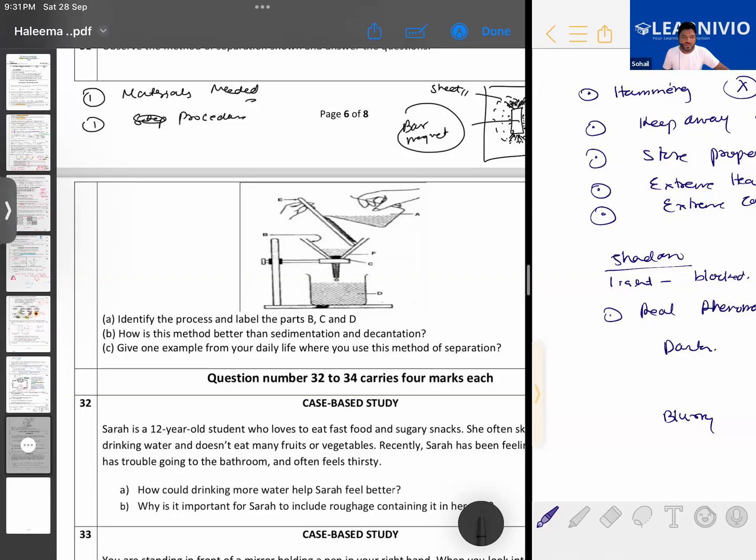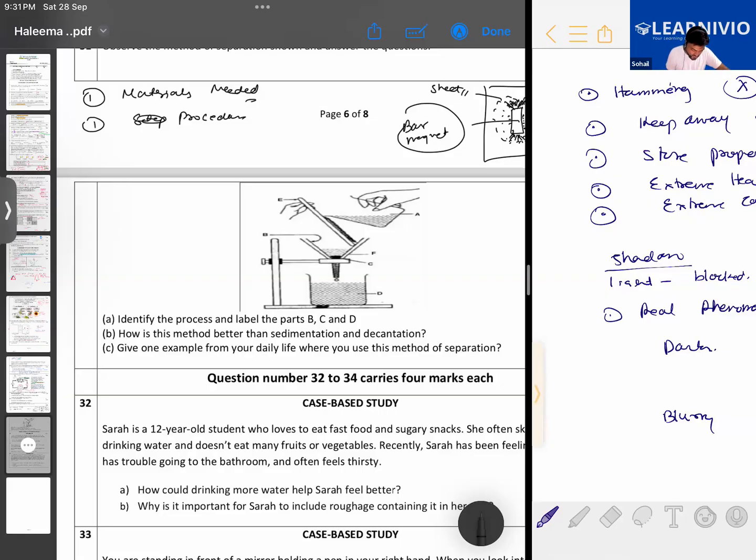Further, how is this method better than sedimentation and decantation? It is better than sedimentation and decantation as we can drink the water, because it is filtered in that manner.